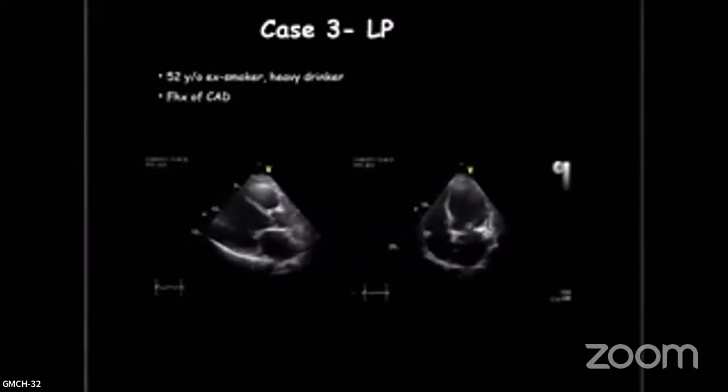The third case is that of a 52-year-old gentleman who is an ex-smoker and a previous heavy drinker. He also has a family history of premature coronary artery disease. Though the initial feeling was that this was likely alcohol-related LV dysfunction, in view of the coronary disease family history, we moved on to do a cardiac MRI scan.